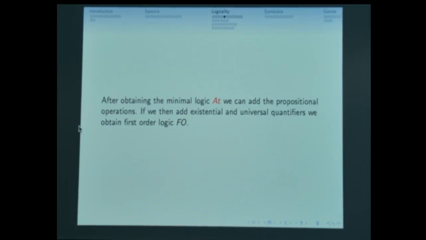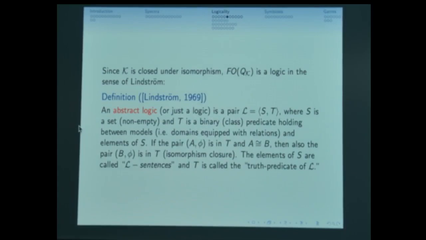Okay, so this is a logic in the sense of being an abstract logic. The concept of abstract logic is going to be very important for this talk and the next talk. An abstract logic, or just a logic, is a pair (L, S, T), where S is simply a non-empty set. We think of this as a set of sentences, and here T is a binary class predicate between models and elements of S.